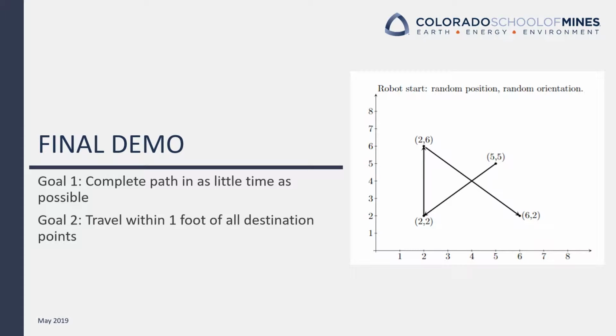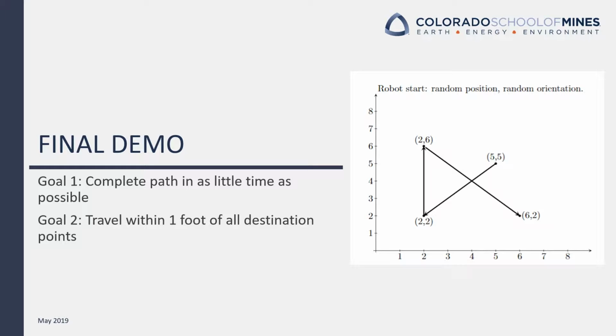So in this lab, we were tasked with making a robot that would start at an unknown location and that had to travel to a set of prescribed points that were given to us. And it had to do this in as little time as possible, and it had to be within 1 foot of each of the final destinations.